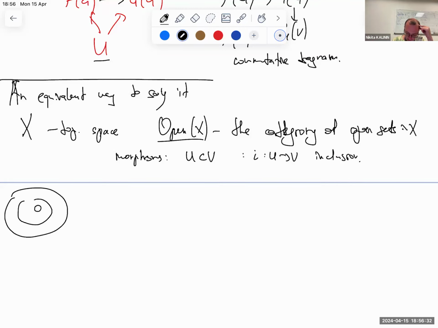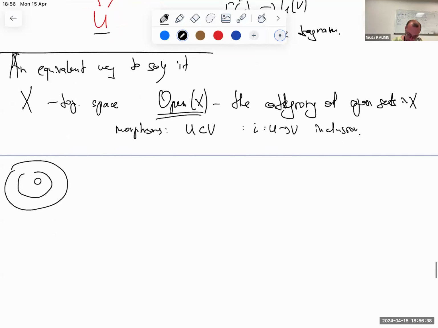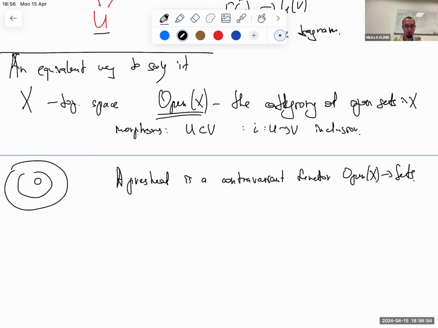Okay, so we have such a category, and then it means that a presheaf is a contravariant functor from open X to sets, right? Because what is contravariant? It means that it reverses the arrows, the morphisms. So here we have a morphism from, let's say, U to V, and that gives us the morphism from f of V to f of U.